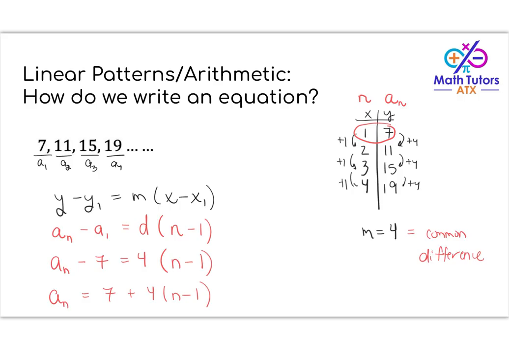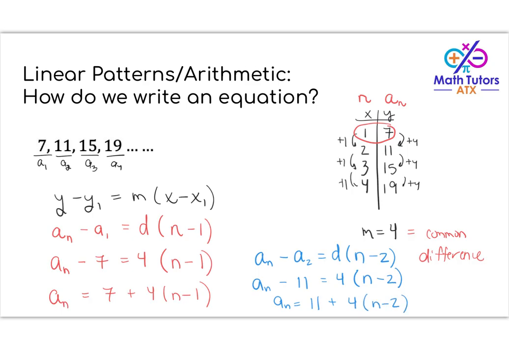So to give you an example, I could do a sub n minus, why don't we use the second term? I'm still going to use d, but in this case, I would do n minus 2 because it's the second term. So I can do a sub n minus 11 because that's my second term. And the slope would be the 4, and then n minus 2. Great. And if I wanted to, again, I could get a sub n by itself by moving the 11 over. And I have this lovely formula.